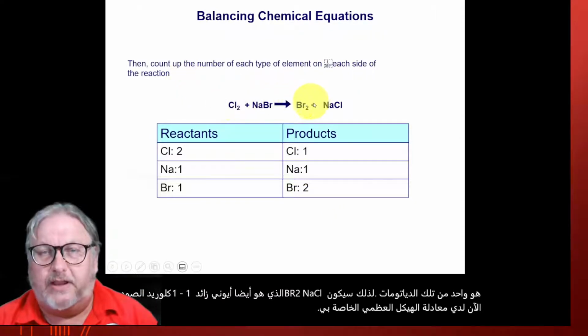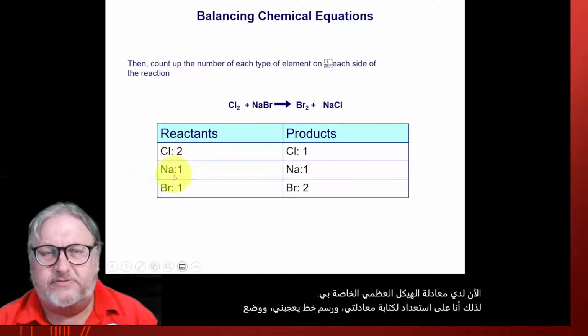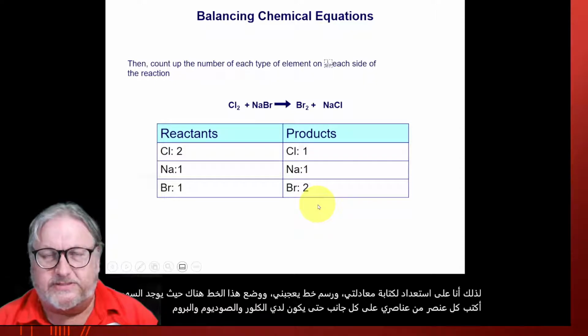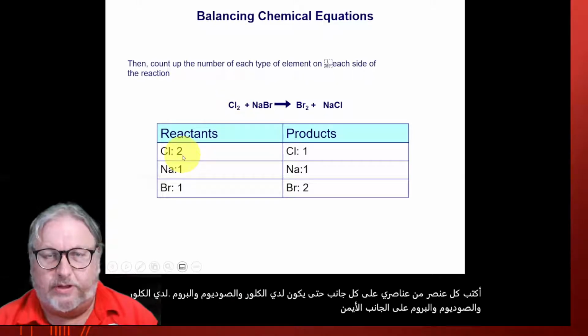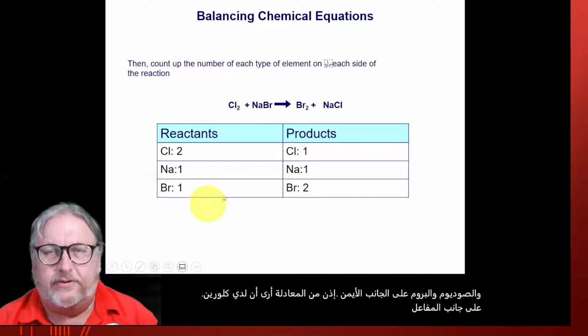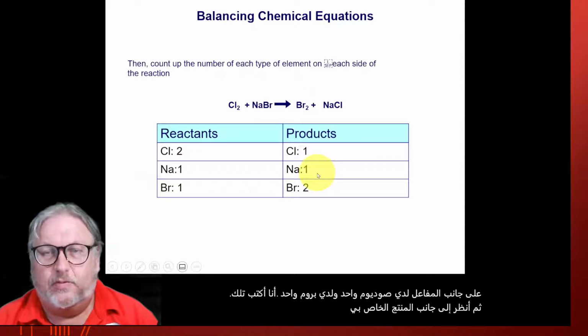I'm going to write my equation out and draw a line. I like to put that line right there where the arrow is. Then I'll write each of my elements on each side. So I have chlorine, sodium, and bromine on the left, and chlorine, sodium, and bromine on the right-hand side. From the equation, I see that I have 2 chlorines on the reactant side, 1 sodium, and 1 bromine. I write those down. Then I look at my product side. I have 1 chlorine on that side, 1 sodium, and 2 bromines.